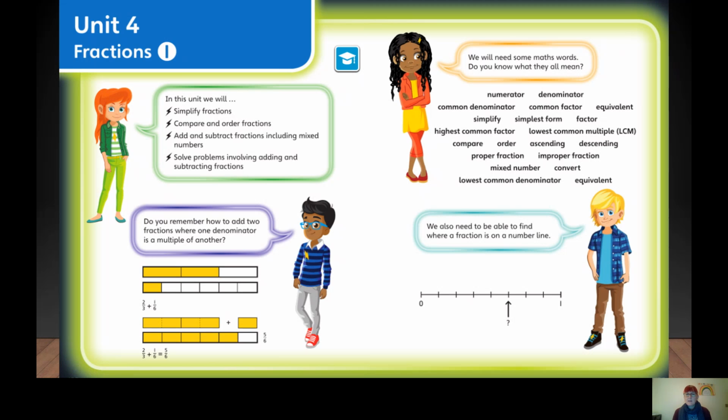Numerator, denominator, common denominator, common factor, equivalent, simplify, simplest form, factor, highest common factor, lowest common multiple, also abbreviated to LCM, compare, order, ascending, descending, proper fraction, improper fraction, mixed number, convert, lowest common denominator, and equivalent. And finally, we also need to be able to find where a fraction is on a number line. So there's a brief summary of what the next fraction unit has in store.